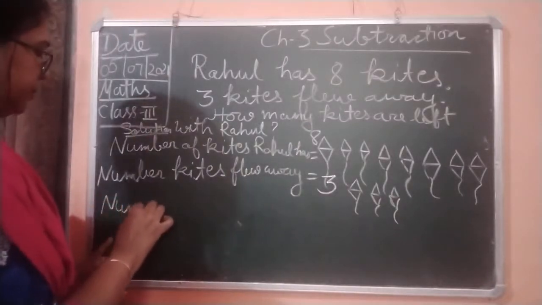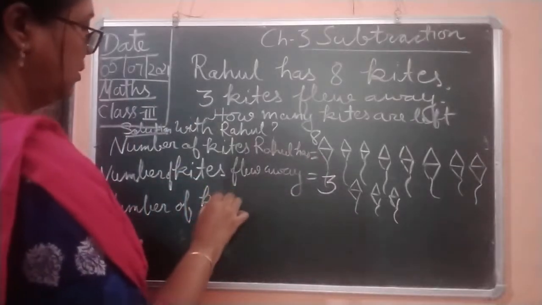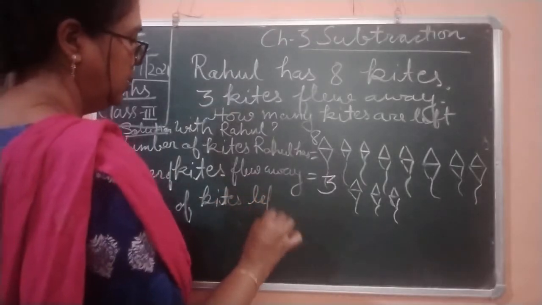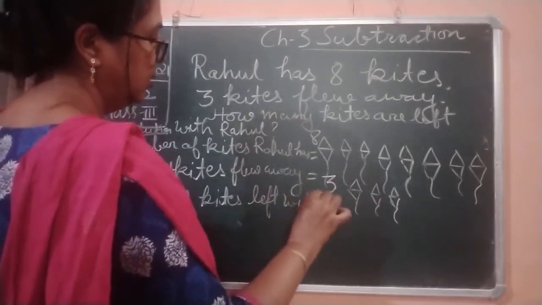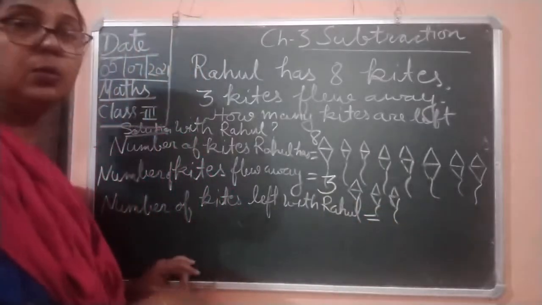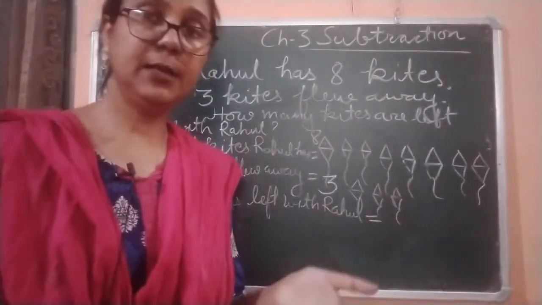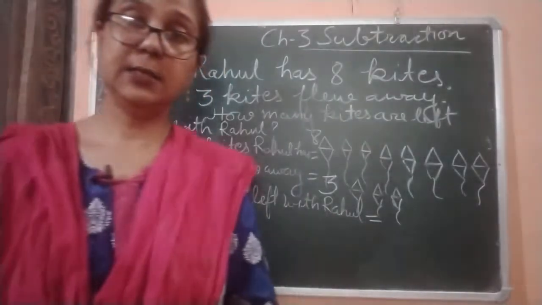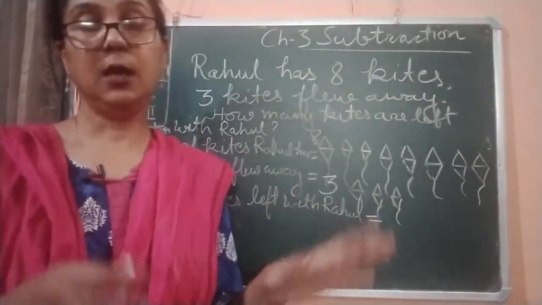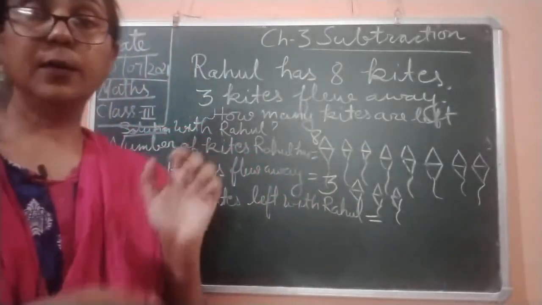Number of kites left with Rahul. Now for this what will we do? We will subtract, because Rahul has 8 kites. राहुल के पास कितनी काइट हैं? 8 kites हैं. और 3 kites flew away. 3 kites उड़ गई हैं. Now the question is, how many kites are left over with Rahul?